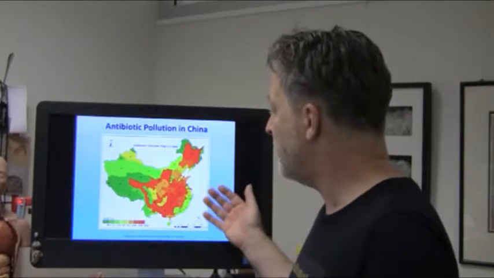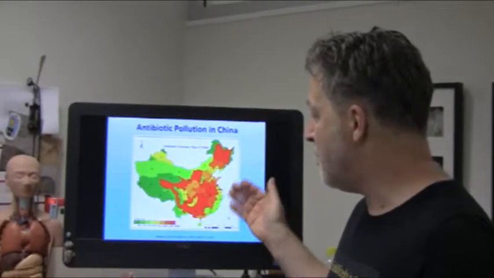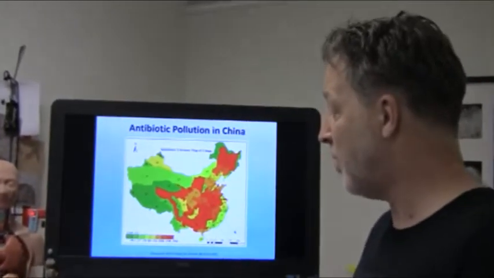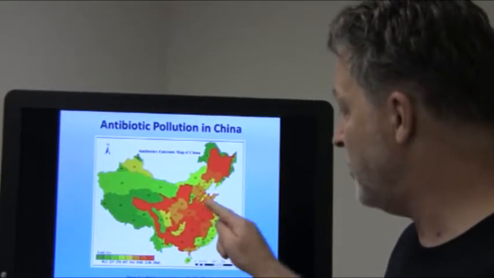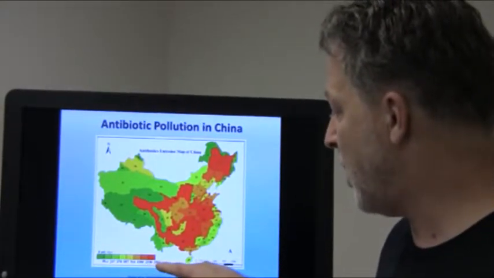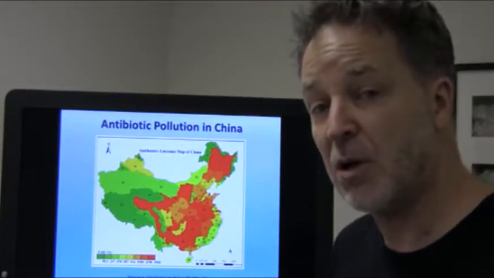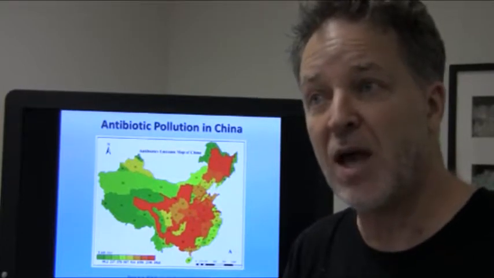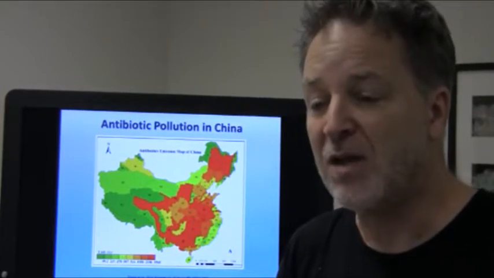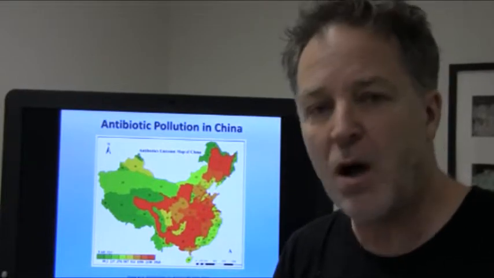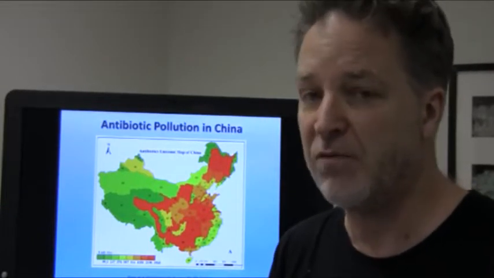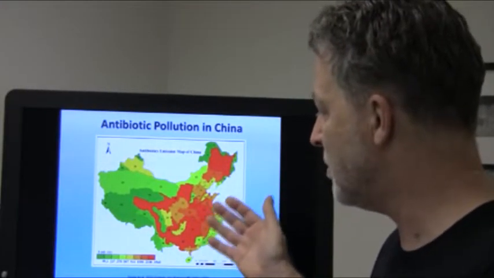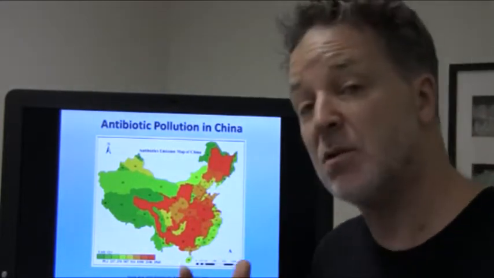So this is a map of China with the antibiotic emissions map. So this is how many antibiotics are released into the environment every year, and the red zones here are between 2,000 and 3,500 tonnes of antibiotic per year being released into the environment. Now, bear in mind that antibiotics have effects at the nanogram level. So tiny, tiny concentrations of antibiotics have big effects on biological systems. And here we're talking about 2,000 to 3,000 tonnes per year being released. So what's the result of this?